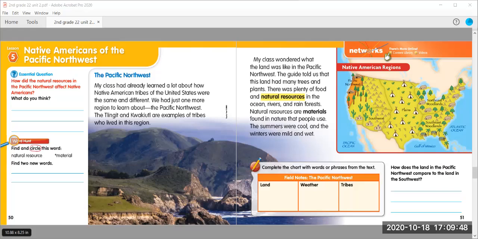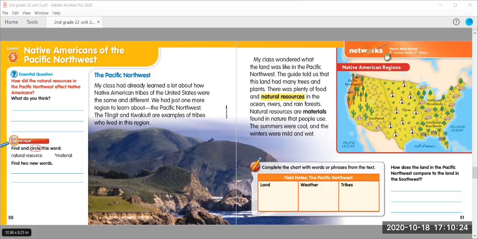Lesson 5. Native Americans of the Pacific Northwest. Essential question: how did the natural resources in the Pacific Northwest affect Native Americans? What do you think? The Pacific Northwest. My class had already learned a lot about how Native American tribes of the United States were the same and different. We had just one more region to learn about: the Pacific Northwest.